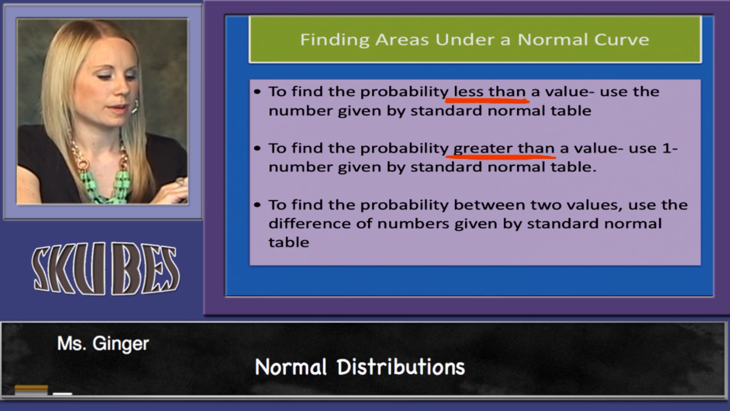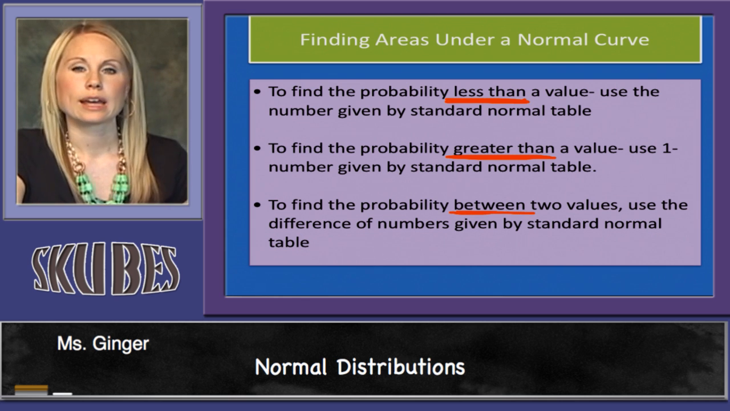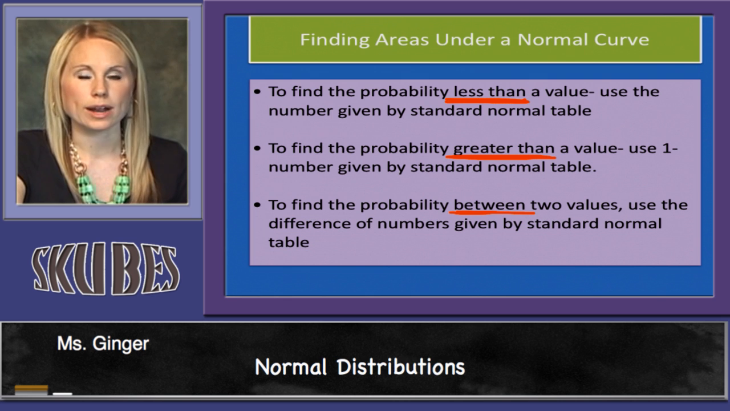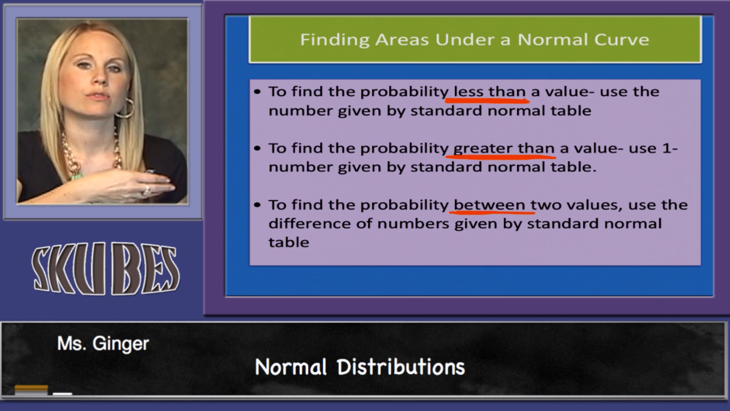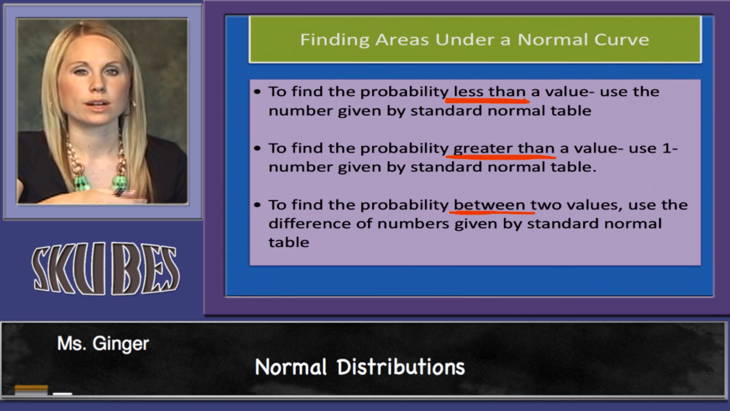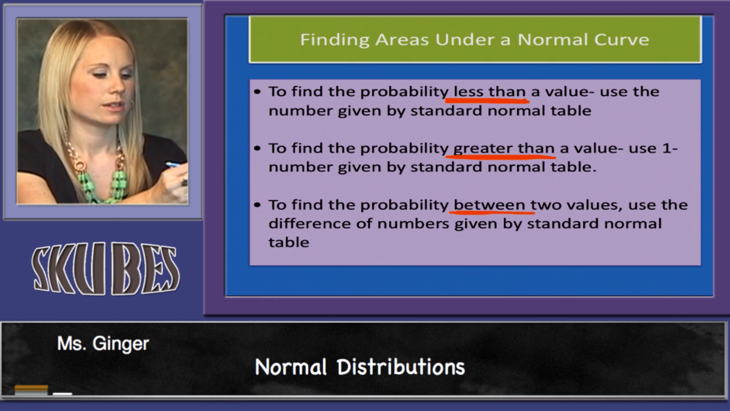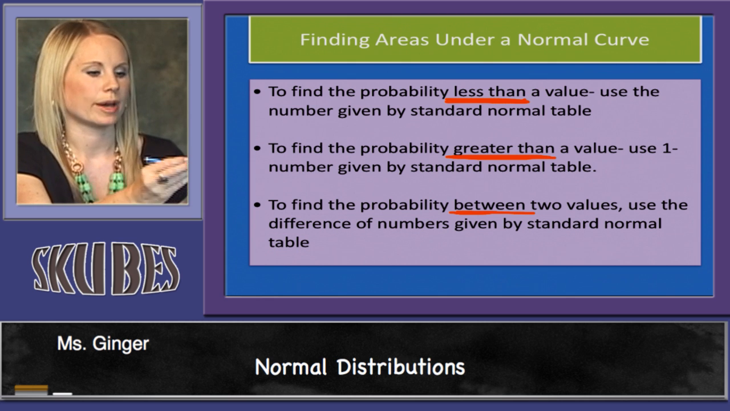And then you may also be asked to find a certain probability or percent between. And when that happens, you're going to have to use the z-score formula twice. You're going to use it for the high value and then use it for the low value. Take them both to the standard normal table and find the difference in the two numbers. Okay, so there's your three methods if you need to refer back to those.